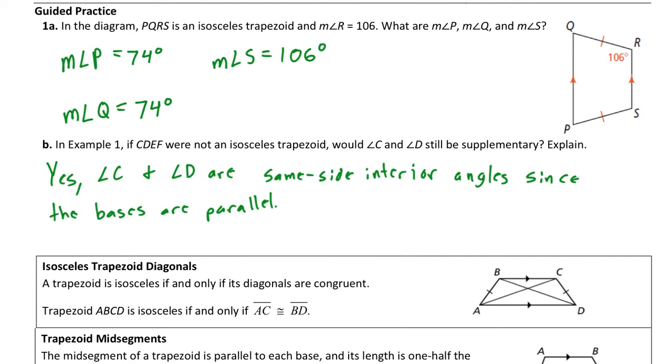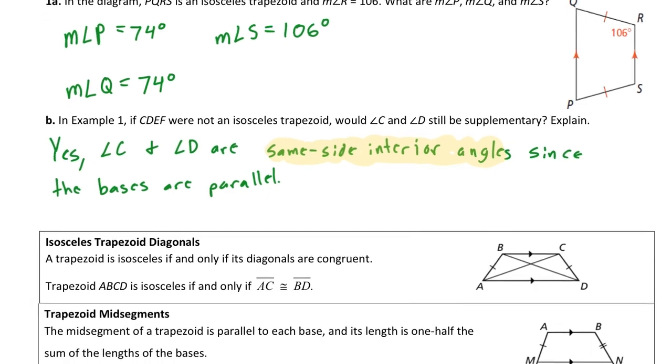And in part B, it's just thinking about other situations. It says in example 1, if CDEF were not an isosceles trapezoid, would C and D still be supplementary? And that's yes, because C and D are what we call, if you remember from a while back, same side interior angles. So they will be supplementary no matter if that's an isosceles trapezoid or not.